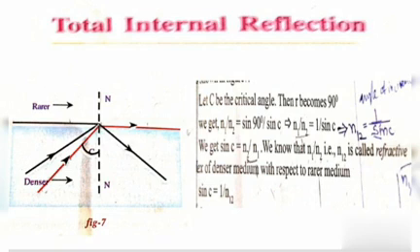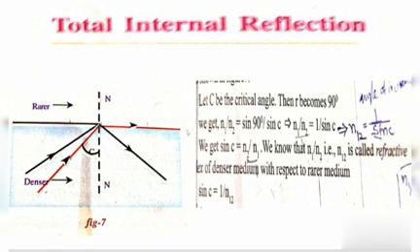This means that at a certain angle of incidence, when we are sending the light from denser medium to rarer medium, the refracted ray travels along the surface which separates the two media.